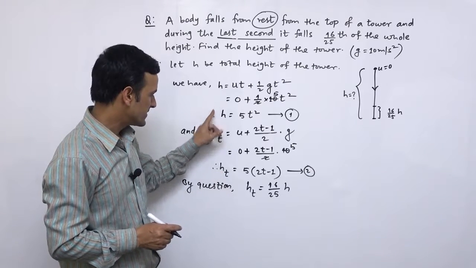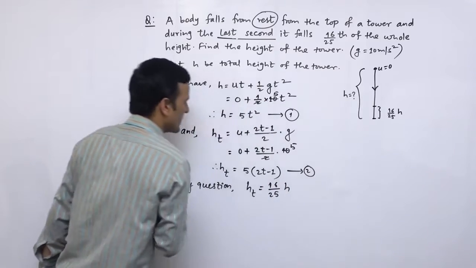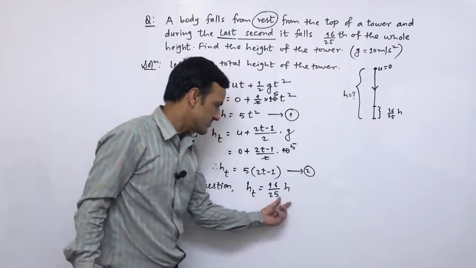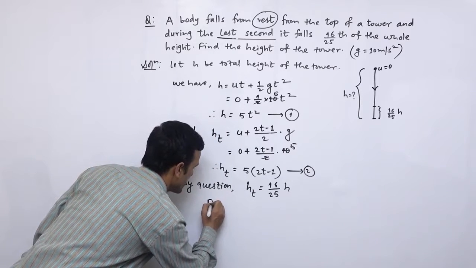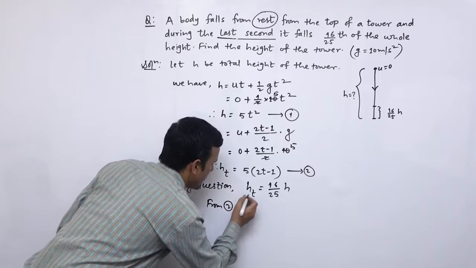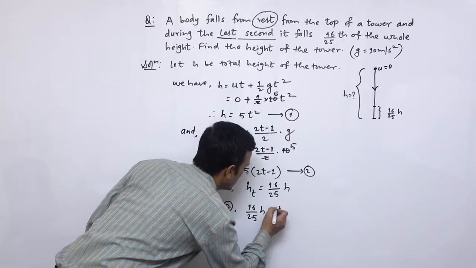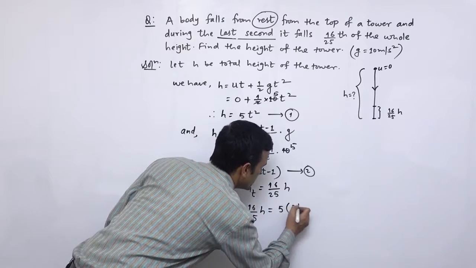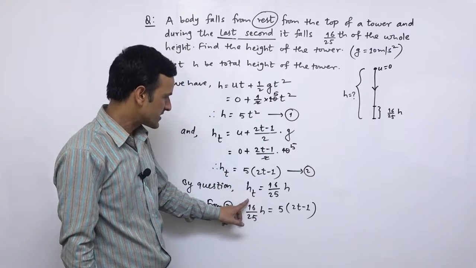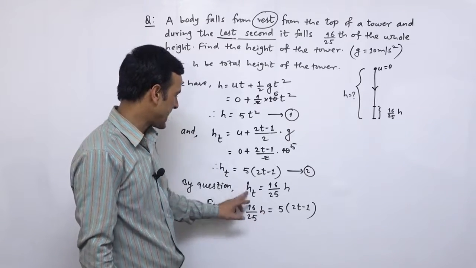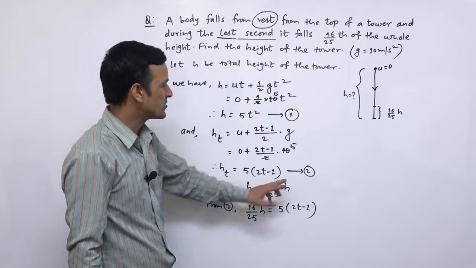नाउ वी क्यान सल्भ दिस एन्ड दिस. Solving 1 and 2 after substituting this value. So let's solve. From 2, S_t is equal to 16/25 H is equal to 5 times (2t minus 1). So it is taken from equation 2. 16/25 H is equal to, H_t means this one, 16/25 H is equal to 5 times (2t minus 1).